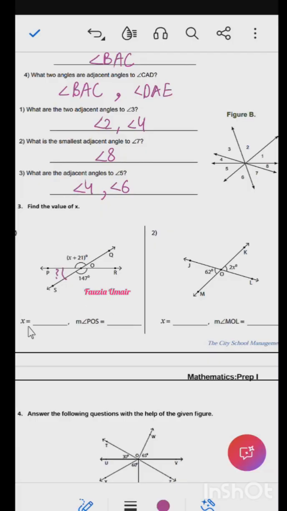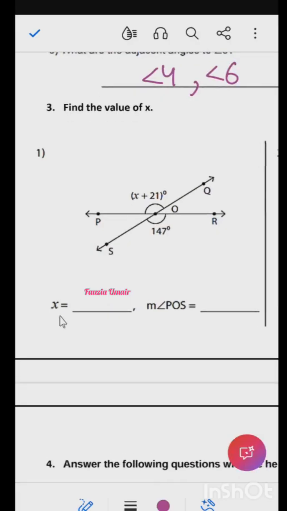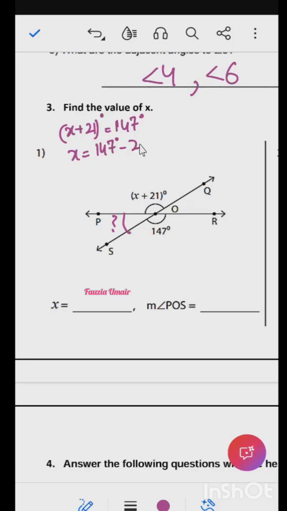But how will we write it, and how can we find x? Ma'am, the property of vertically opposite angles. Very good. So we will use vertically opposite angles and we will say x plus 21 is equal to 147. Right, because you need working also. Yes, ma'am. Now you will say x is equal to 147 minus 21, which is 126. So now we know that x is 126 degrees.